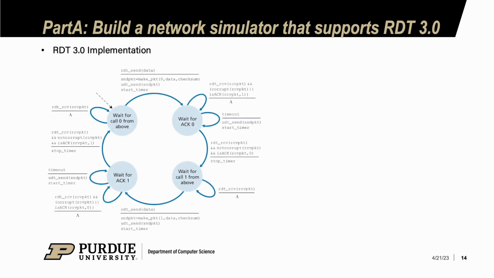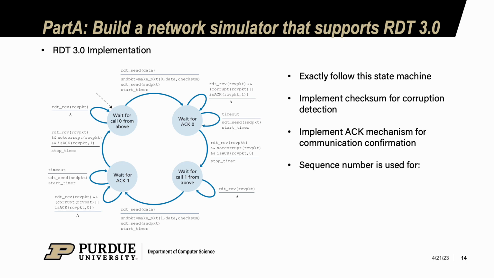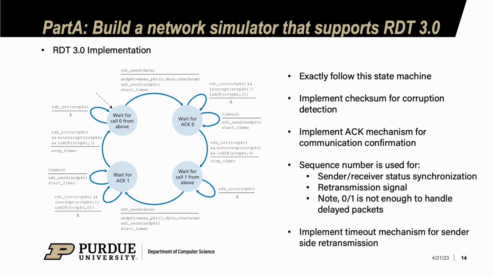To implement the Reliable Data Transfer Protocol RDT 3.0, we closely follow the state machine. Our implementation includes various essential components such as checksum to detect corruption, ACK for communication synchronization, sequence number for various usage, and a timeout mechanism for retransmission.